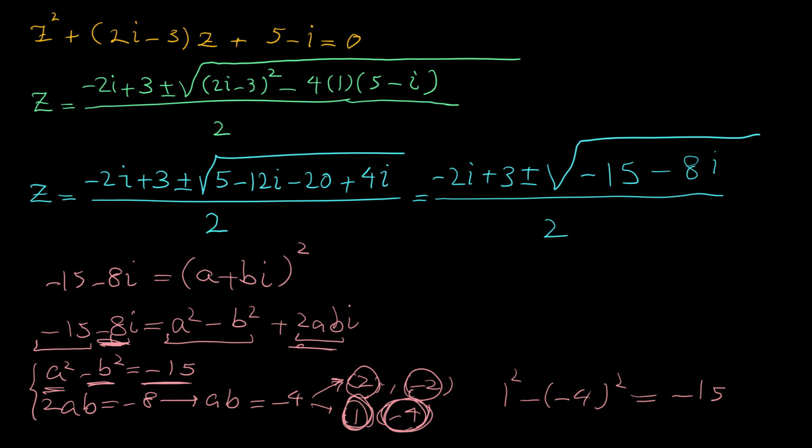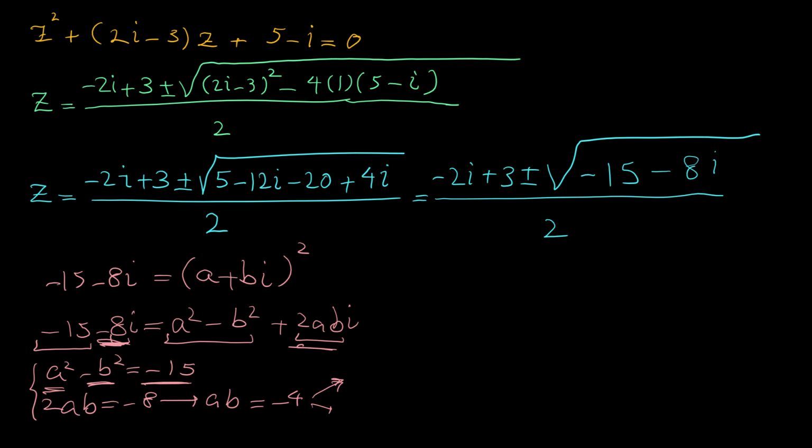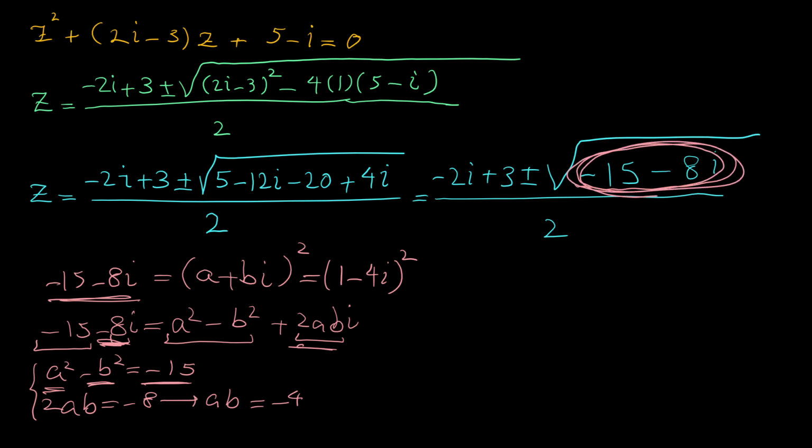It can be the other case, where a is negative 1, b is 4, but it doesn't matter which one to choose. So here we choose a as 1, b as negative 4. If you choose the other one, you will see that the answer is the same at the end. So from here, now we know that negative 1 minus 4i to the 2 is equal to this. So we replace this expression here with 1 minus 4i to the power of 2.